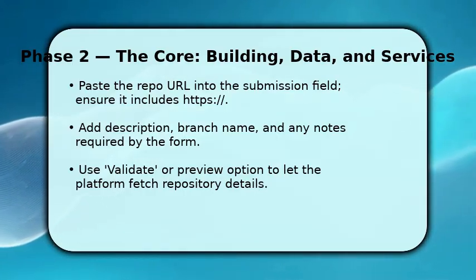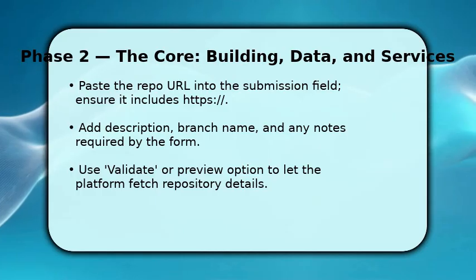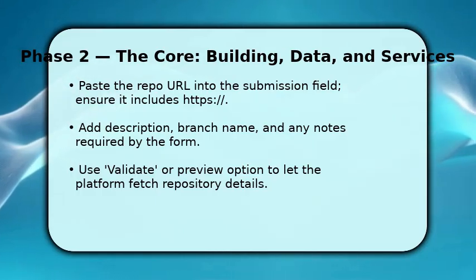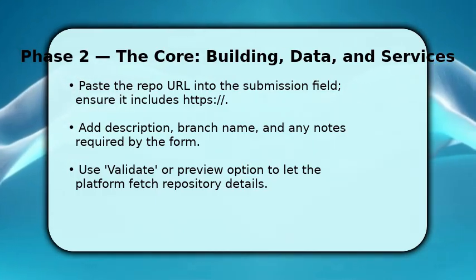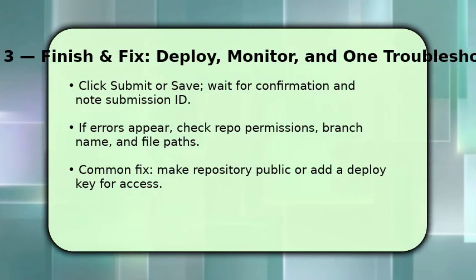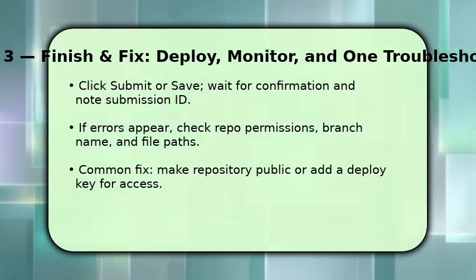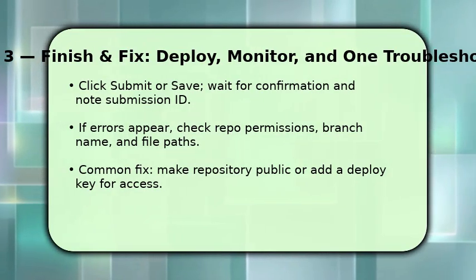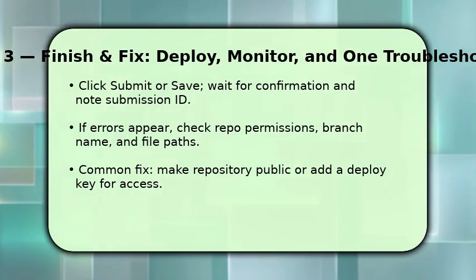Once done, use the platform's Validate or Preview button to let it fetch the repository contents. This step confirms files are visible and flags missing README or build instructions before finalizing the upload. You finalize by clicking Submit or Save and then wait for the confirmation message. Record the submission ID or screenshot for your records.